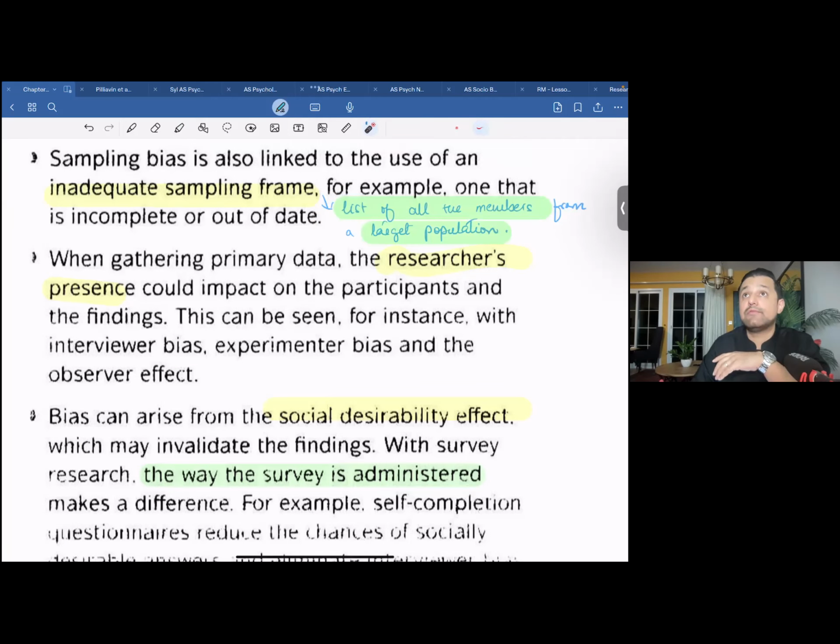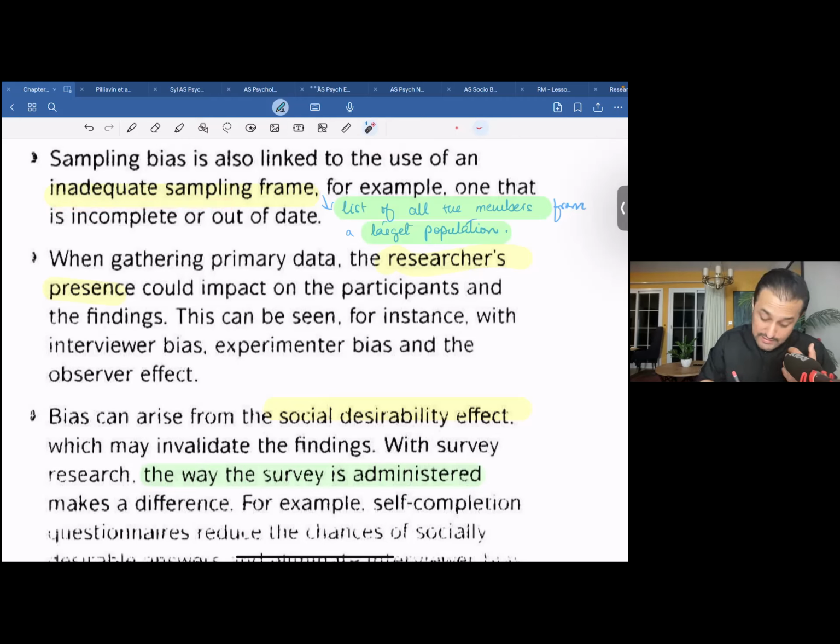Or what would be the sampling frame for a particular class? Let's just say you talk about an AS sociology or an AS psychology class, and the class has some 65 students in it, right? Now, the list of their names, the entire list that you'd come across through the attendance register as well, that could be an example of a sampling frame too. So sampling bias is also linked to the use of an inadequate sampling frame.